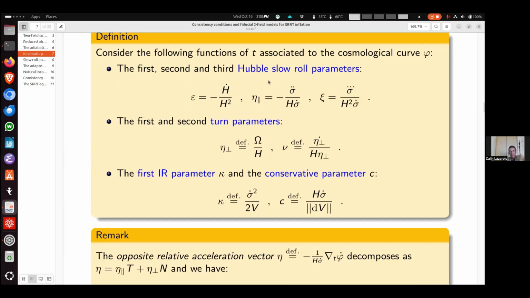So you define the first, second, and third Hubble slow roll parameters. This comes from a deeper theory, the theory of slow roll expansions, but I won't go into that. They are denoted traditionally by epsilon, which is minus h dot over h. Remember that h was the logarithmic derivative of this a of t, which was ultimately determined by a cosmological curve. So here we can do some substitutions and reduce this to a reduced observable, to a function defined on some open subset of the tangent bundle to your surface M. Eta parallel, which is the second Hubble slow roll parameter, is defined by this formula. It's minus sigma double dot over h sigma dot. And psi, which is the third Hubble slow roll parameter, is given by sigma triple dot over h square times sigma dot. Of course, everything is evaluated at a cosmological time t, which is inside the interval I of definition of your cosmological curve.